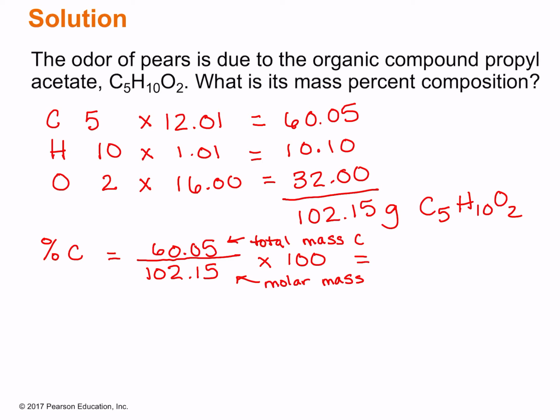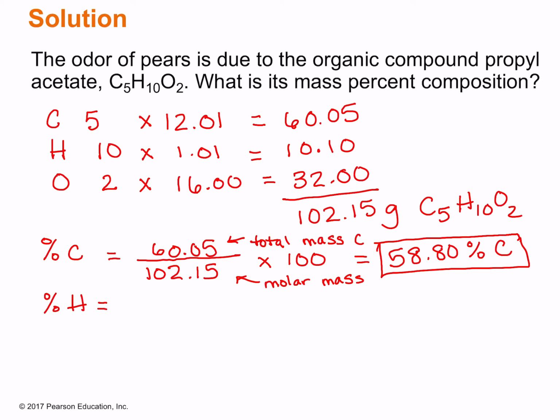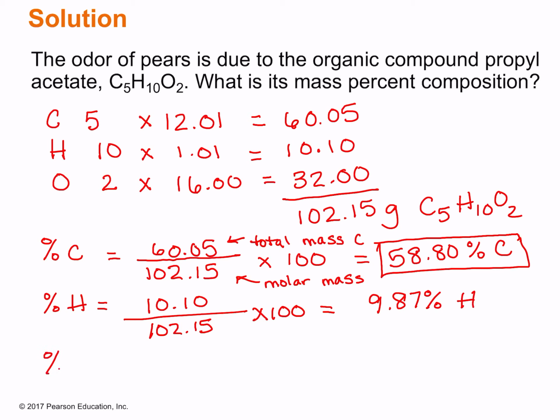So when we do that, we are going to get 58.80% carbon. So that would be one of our answers. Then we're going to go through and do this for all of the elements. So now we're going to find our percent of hydrogen. So again, we're going to put our total mass of hydrogen on the top here, 10.10 over 102.15, right, that molar mass. And we're going to multiply by 100 to get the percent. So this is going to be 9.87% hydrogen.